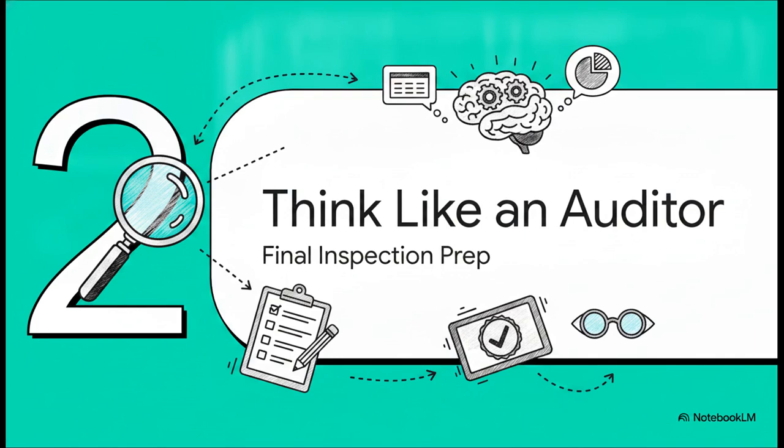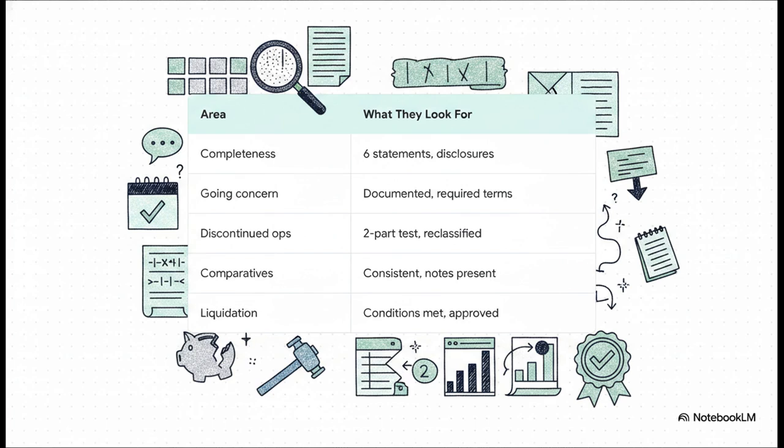With those baselines locked in, let's switch perspectives. Let's step into the shoes of the ultimate reviewer and start thinking like an auditor to prepare for that final inspection. It's super helpful to see how the other side of the table operates. Auditors aren't just in there checking your math to see if assets equal liabilities. They're looking at things from a completeness and disclosure angle to verify if the actual framework is correct.